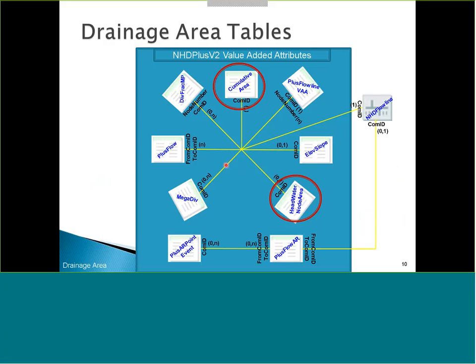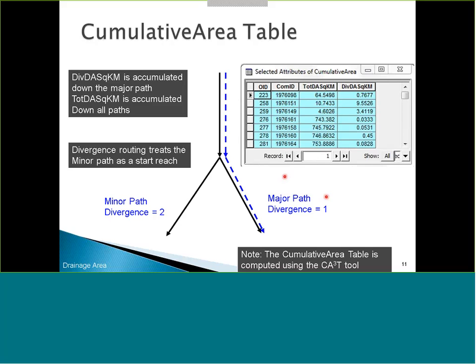Okay, now I'm going to talk about some of the drainage area tables. Here's cumulative area, again, which is real nice for the navigator or for you to be able to look at and evaluate how much drainage area is upstream from any given point. And there's also a table called the Headwater Node Area Table, which is very useful. Cumulative area has both the total drainage area upstream, and what's called the divergence routed drainage area upstream. The divergence routed drainage area upstream is where you've essentially clipped it off. You've treated the minors of divergences like headwaters or like a start reach, and so you're routing everything down the main paths, and then you're not double counting anything.